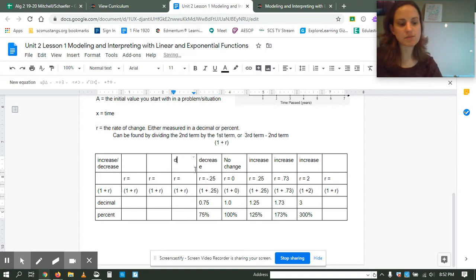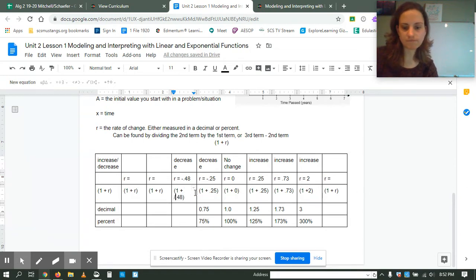So if we look at another type of decrease, looking at our value of negative because it's a decrease, let's go 0.48. So we would have to go in here and put our negative 0.48 in there. And then do 1 plus a negative 0.48 or 1 minus 0.48. And that'll give us 0.52 as our decimal, or 52% of what we started with.